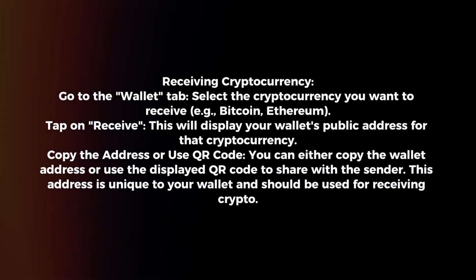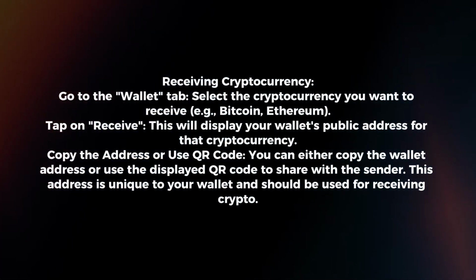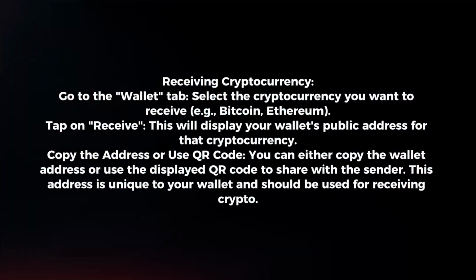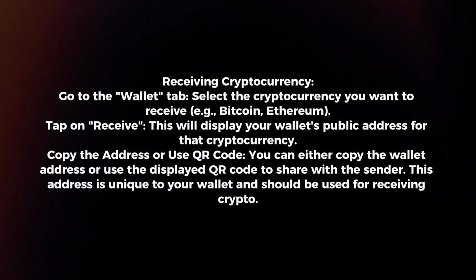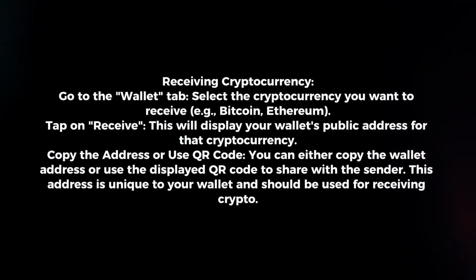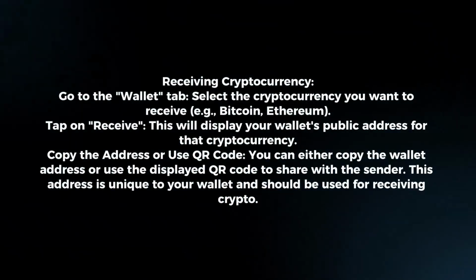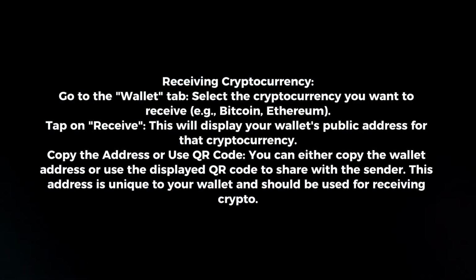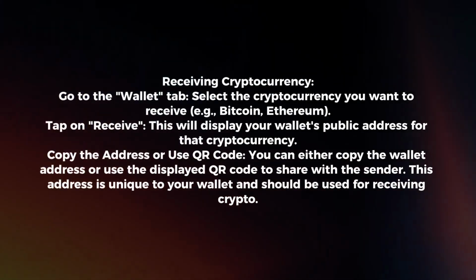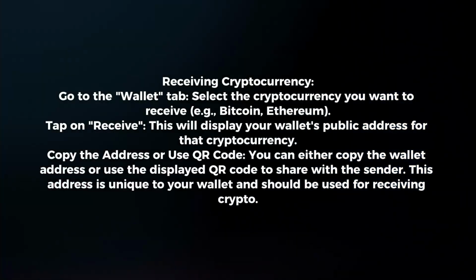Receiving cryptocurrency. Go to the Wallet tab. Select the cryptocurrency you want to receive. Tap on Receive. This will display your wallet's public address for that cryptocurrency. Copy the address or use QR code. You can either copy the wallet address or use the displayed QR code to share with the sender. This address is unique to your wallet and should be used for receiving crypto.